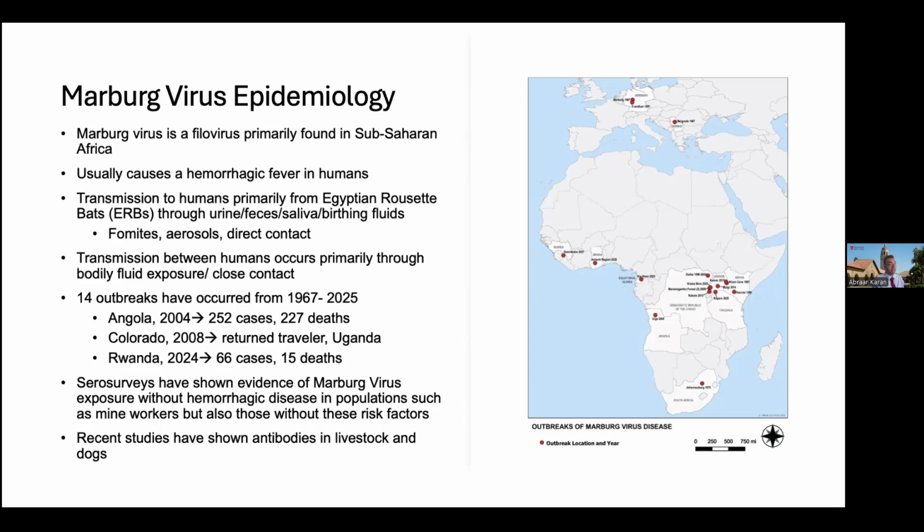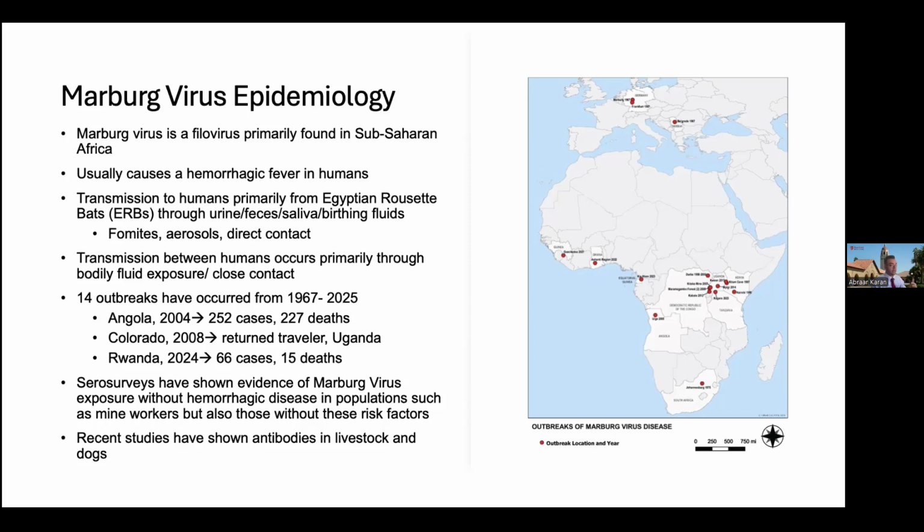And 14 outbreaks have occurred from 1967 to 2025. Some of the notable ones: Angola was the largest outbreak, 252 cases and 227 deaths in 2004, with a very high case fatality rate, as you can see. Colorado, this was a single case of a return traveler, and we'll talk a little bit more about this one, from Uganda back to the United States. And in Rwanda, recently, we had a large outbreak in healthcare workers across healthcare facilities, but with a much lower case fatality rate of 15 deaths out of 66 cases.